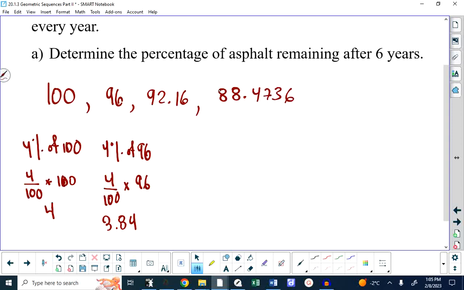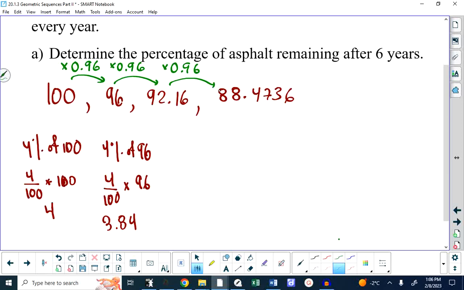Aoki, what do you get if you take 96 divided by 100? 0.96. What do you get if you take 92.16 divided by 96? 0.96. Wait a minute, why? This is the important thing. Why is it that the common ratio is 0.96? There's a reason. There is a reason.